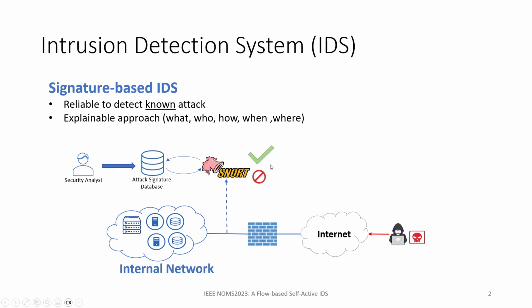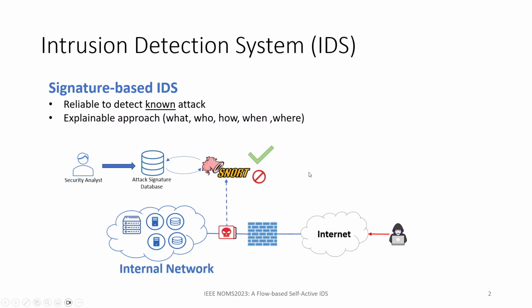We have different kinds of intrusion detection systems, like signature-based, which relies on detecting known attacks. It has a signature, and you can see here Snort is one of the famous products of signature-based IDS. So if attack traffic comes to the network and it matches the database, it produces alerts. And it's an explainable approach because it can say what happened, who did this, how, when, and where.